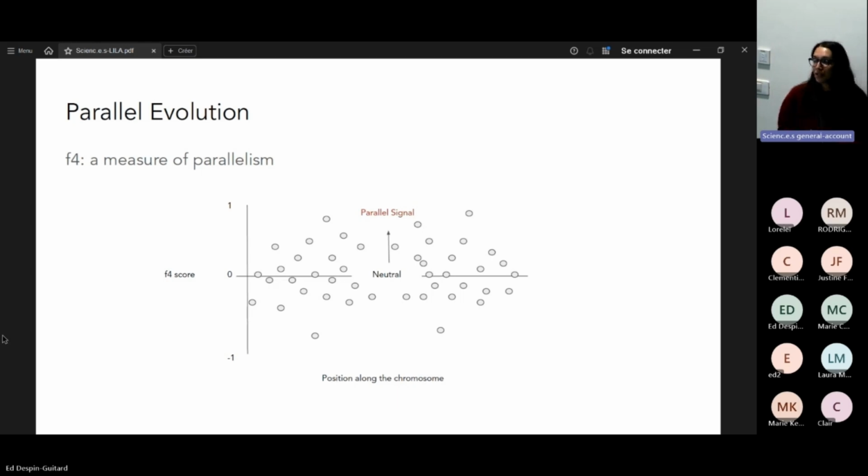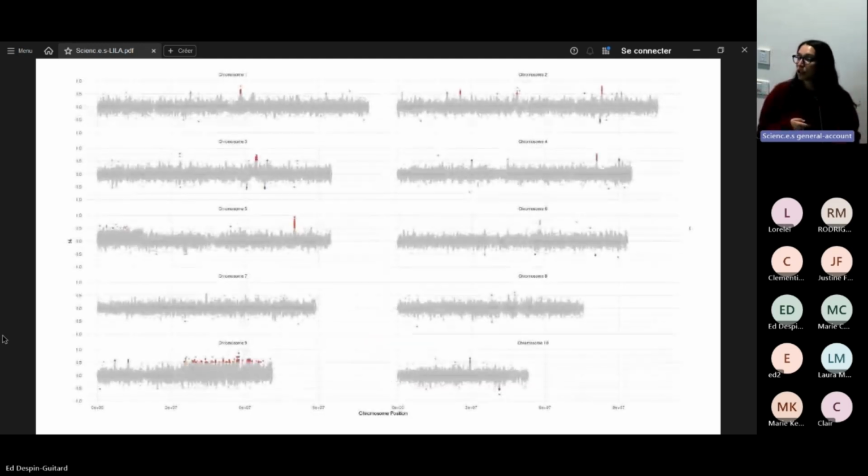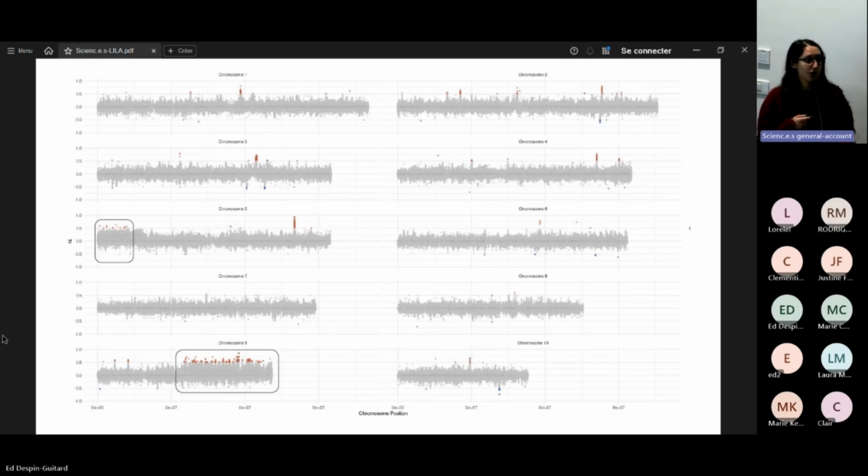If we see a positive score, this suggests a parallel signal. A negative score indicates an anti-parallel signal. We can create thresholds for this and determine if there's markers that are showing a signal. So I did this across the whole genome, and interestingly, as we would expect, we see that these chromosomal inversion regions show a strong signal of parallelism.